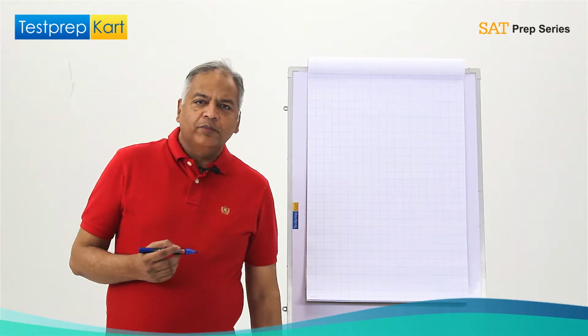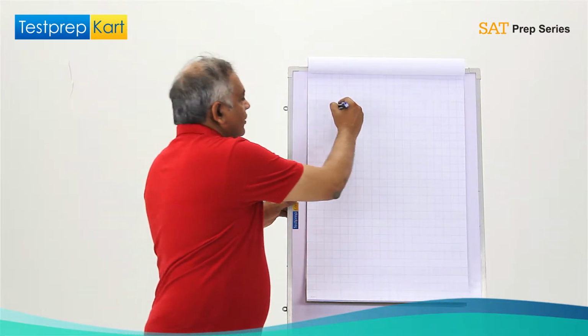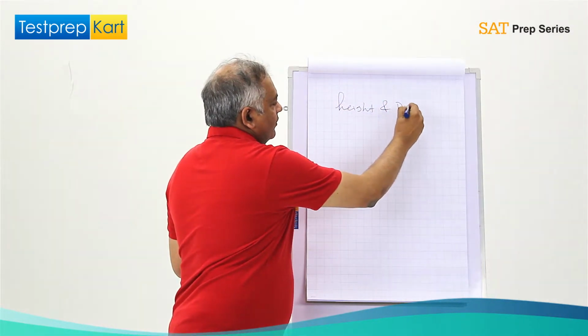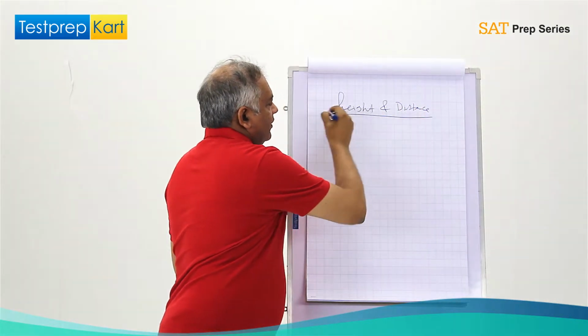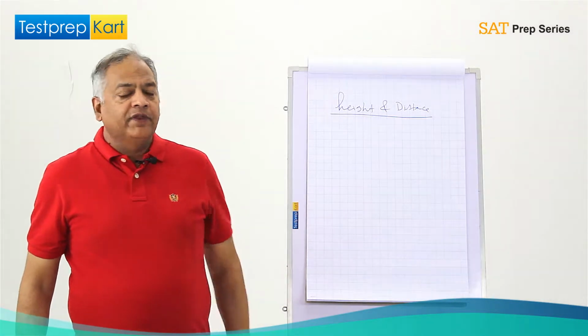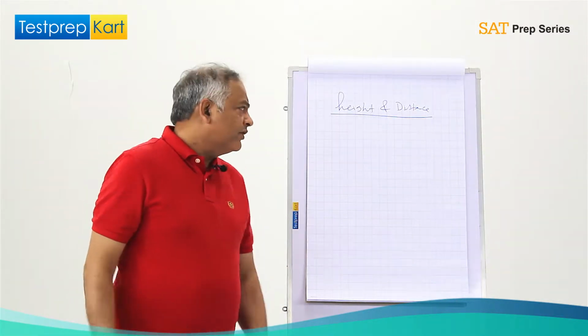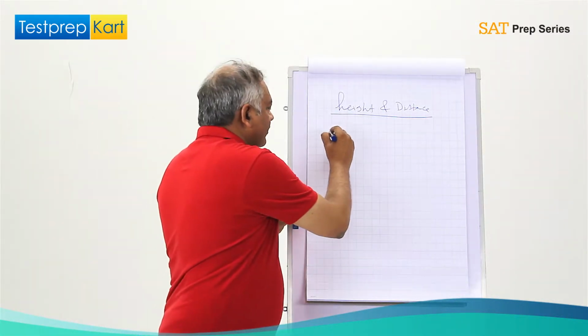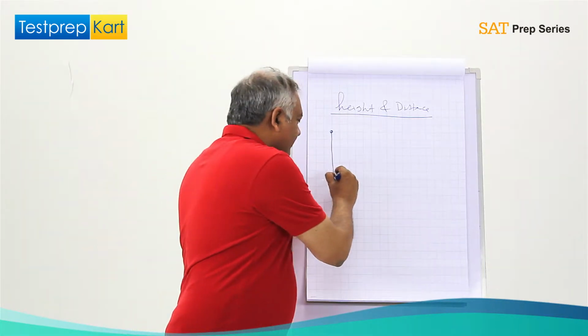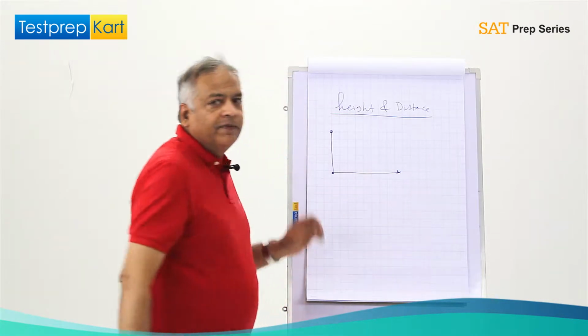So let us discuss a topic that is height and distance. Basically, this topic is an application of trigonometry. Its use is something like this: if you have a tower here, and at a distance there is some person who is standing here.